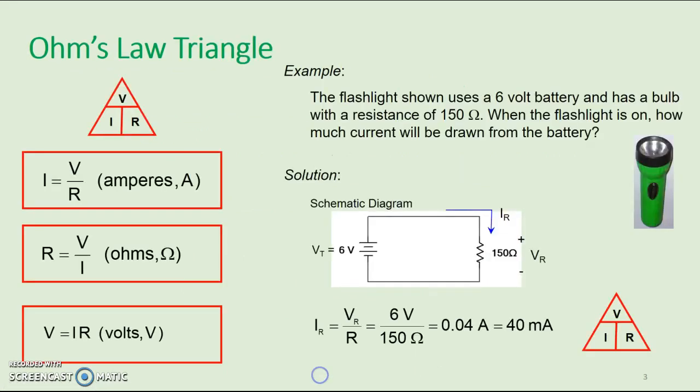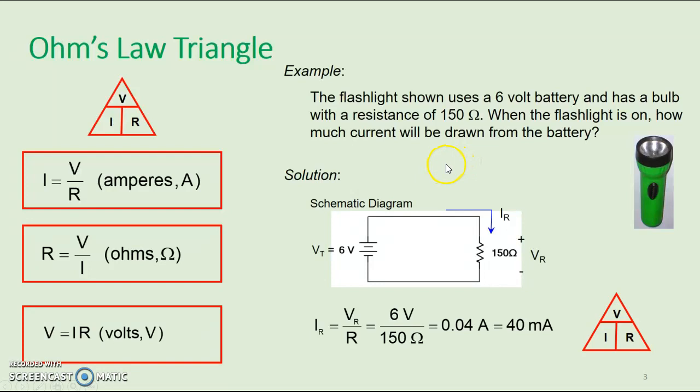We can form an Ohm's law triangle which describes the mathematical relationship of Ohm's law as V, I, R. When you want to find I, we can write V by R. When you want to find V, we can write IR. And when you want to find R, we can write V by I.